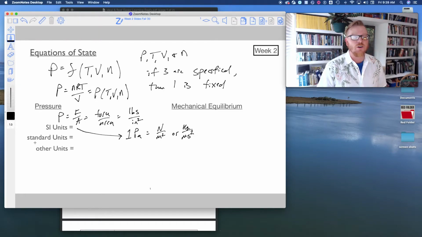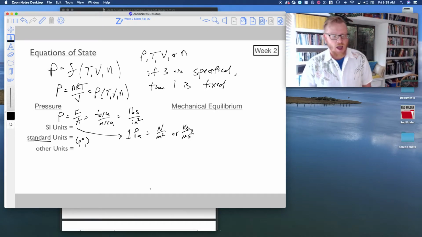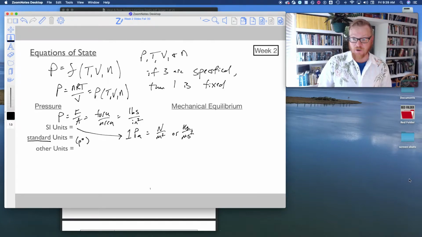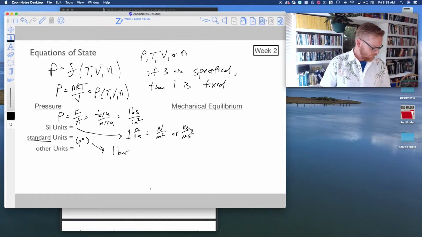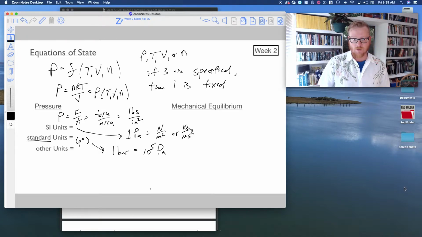So the standard units, and we're going to have to get used to this term standard. We're going to see this in this class a lot. And I'm going to put in parentheses P0, because when we see that superscript 0, we should recognize now that as standard. So standard conditions of pressure are bar, okay? And 1 bar actually equals 10 to the 5th Pascal. So it still has the same base unit, but it's just 10 to the 5th of these, okay?